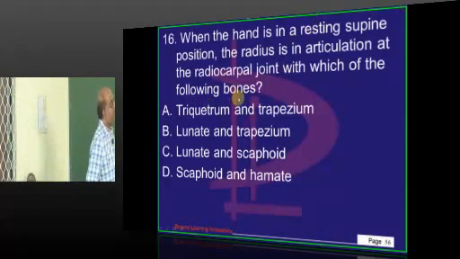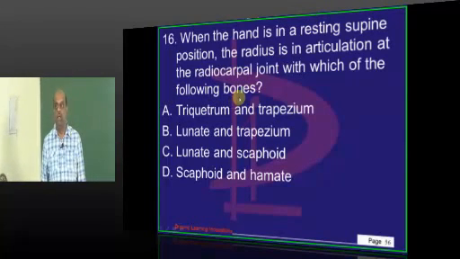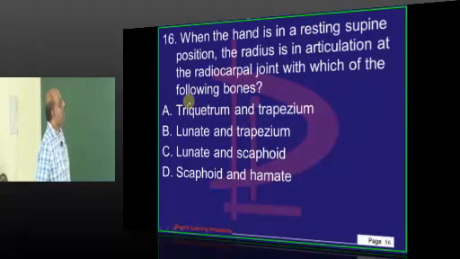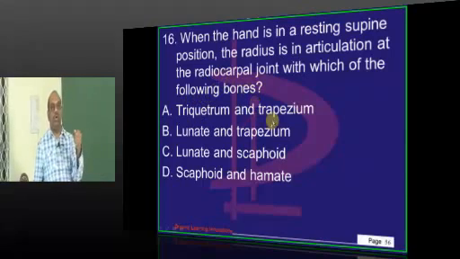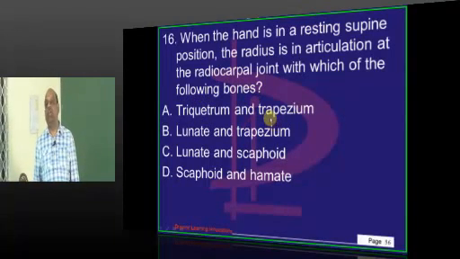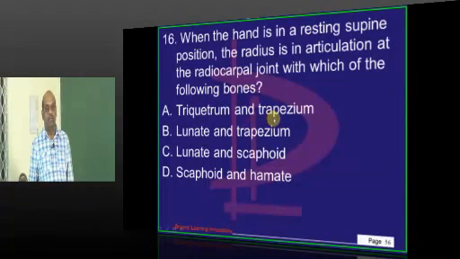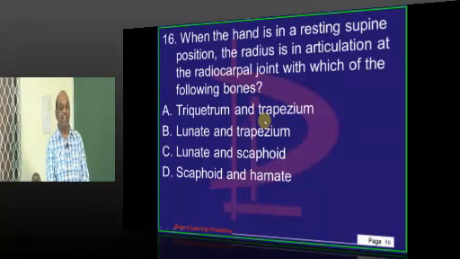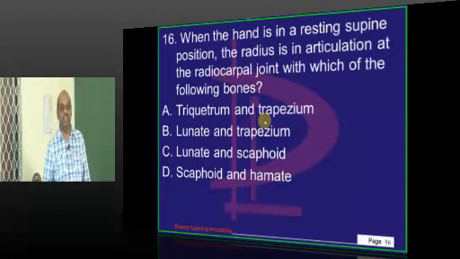When the hand is resting in a supine position, the radius articulates at the radiocarpal joint with which of the following bones? You can test it in the exam hall and then answer this question also. What is your answer?